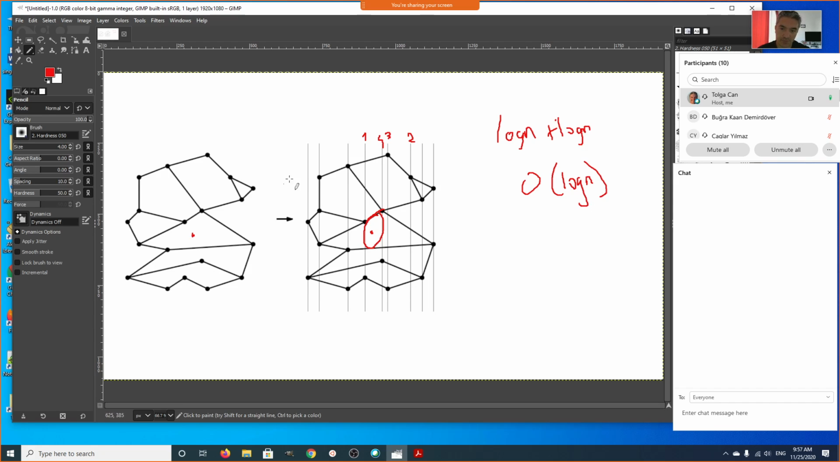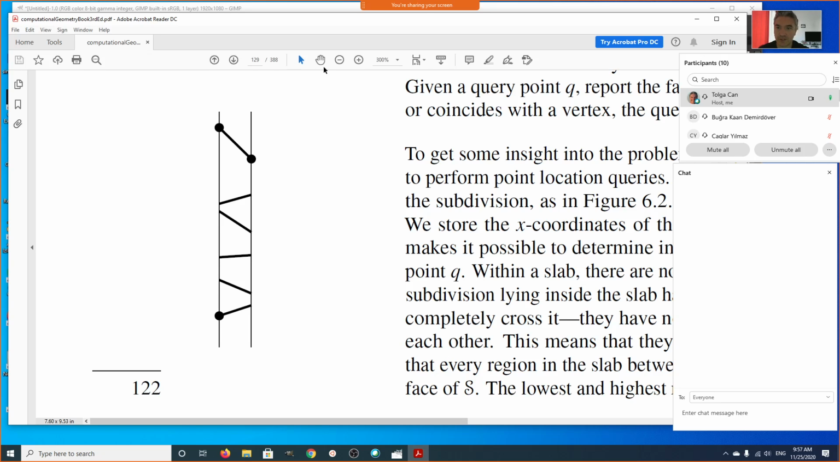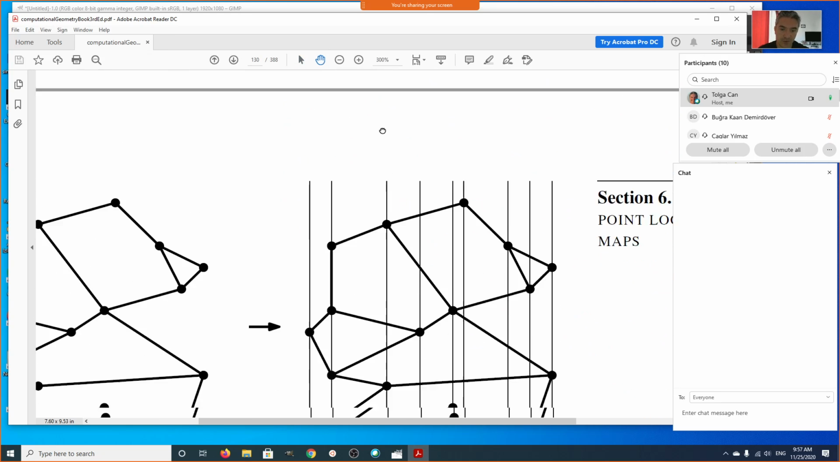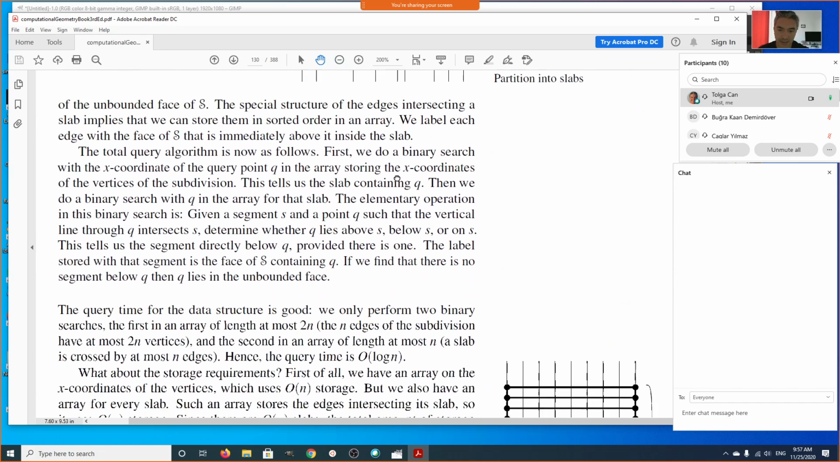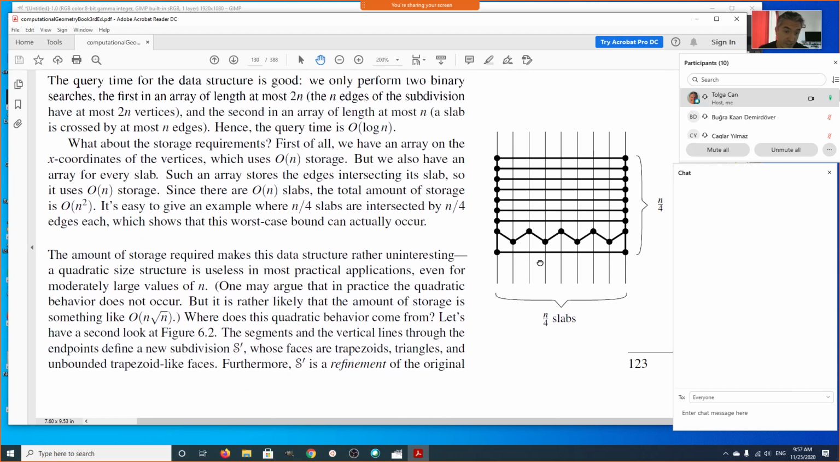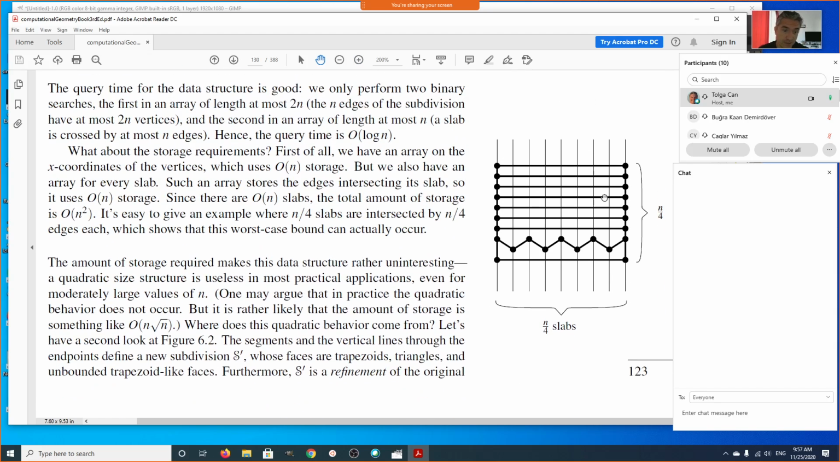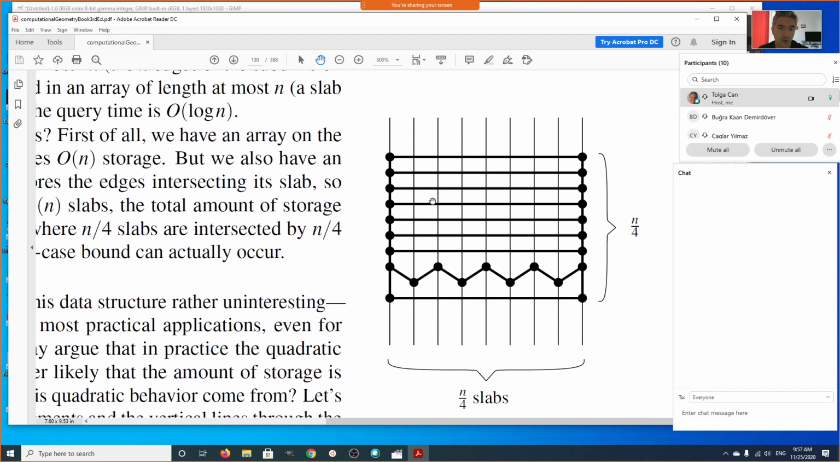Now, what is the complexity of this refined subdivision? That's what's discussed in the book next, which tells us that unfortunately it can be the worst case. It can be O(n squared), as this worst case example you see on the right, which has some horizontal slabs and n over 4 horizontal.